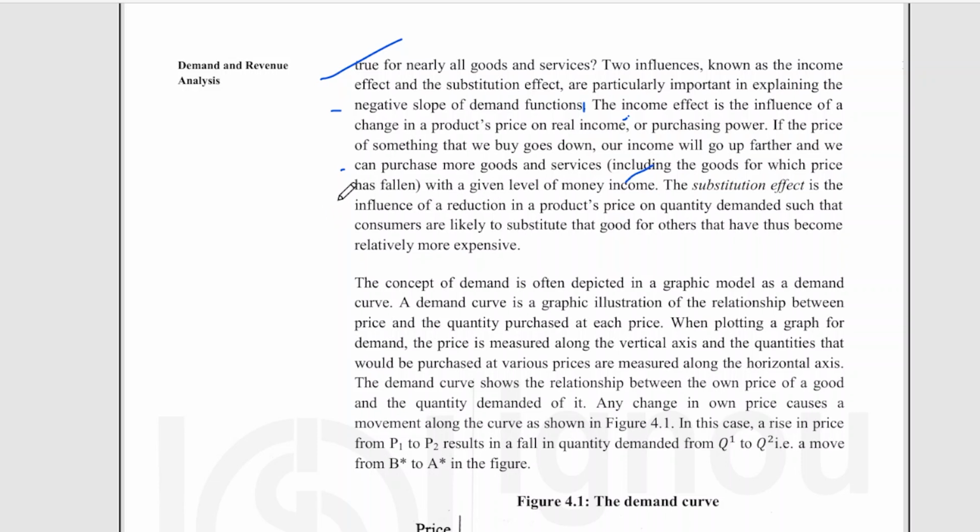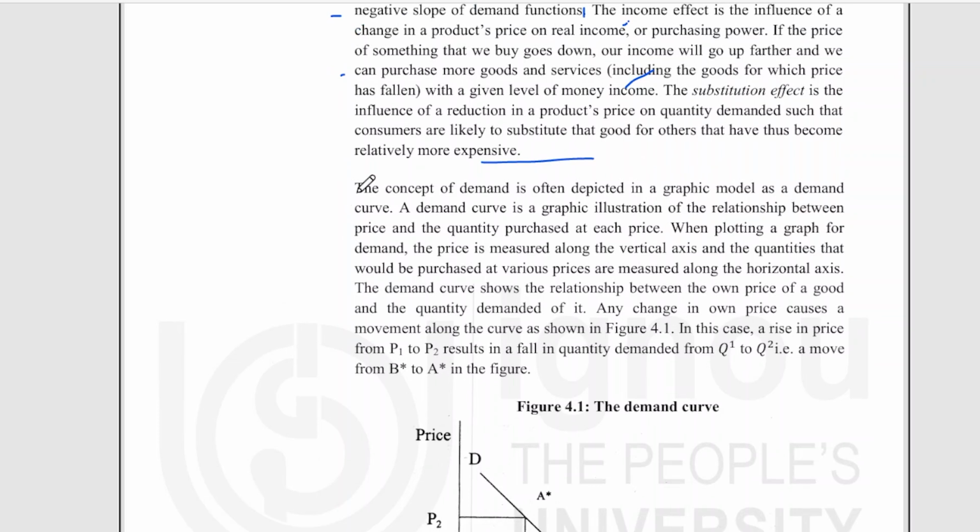The substitution effect is the influence of a reduction in a product's price on quantity demanded, such that consumers are likely to substitute that good for others that have thus become relatively more expensive. The concept of demand is often depicted in a graphic model as a demand curve, and a demand curve is a graphical illustration of the relationship between price and the quantity purchased at each price. When plotting a graph for demand, the price is measured along the vertical axis, and the quantities that would be purchased at various prices are measured along the horizontal axis.